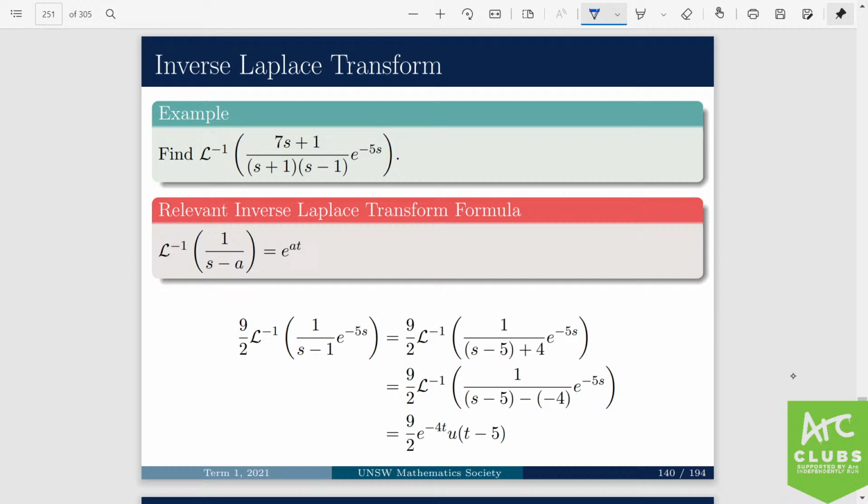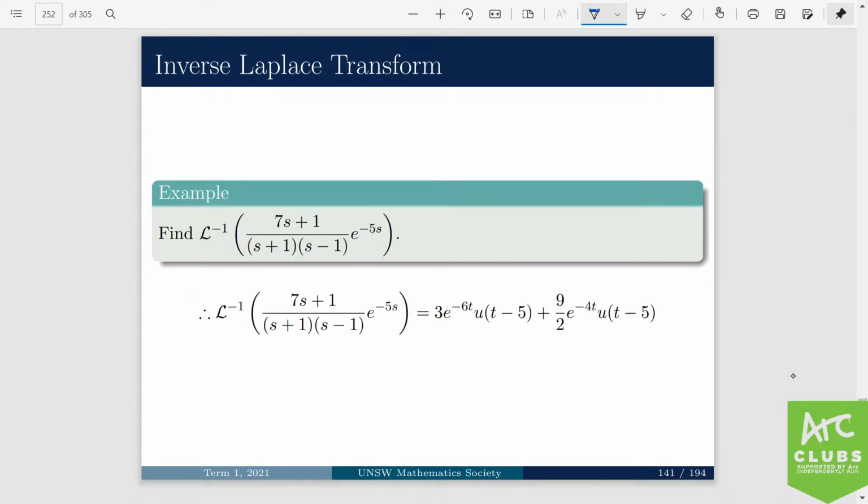Cool, and then we do the same for the second term. So it's the exact same process. We've got our shift, we've got our constant, we use the formula, bring it over, and this is our second term. Then we bring it back, we just add them together. So the inverse Laplace transform of this guy is then this, which is those first and second terms put together.